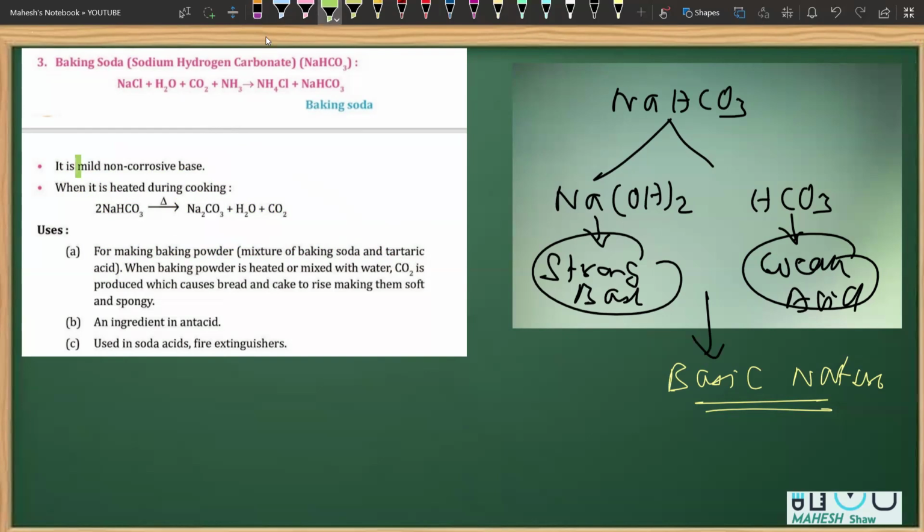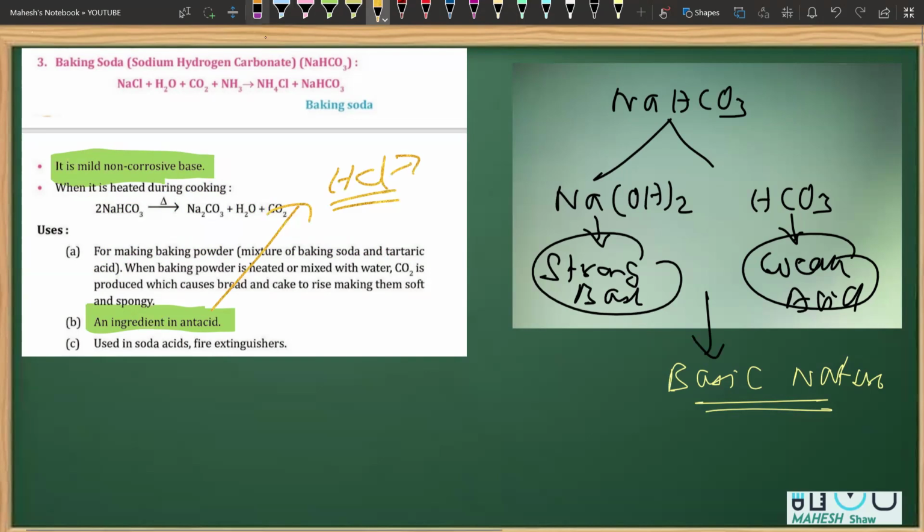Now, as we know that it is a mild and non-corrosive base, that means we can consume it. And this is the reason why we use it as an antacid. You know that during the process of digestion, the stomach releases hydrochloric acid. The gastric juice consists of hydrochloric acid. This acid, if produced in excess amount in some conditions, like by eating spicy foods or any other problems associated with the stomach, causes pain in our stomach or the intestine, and that's called acidity.